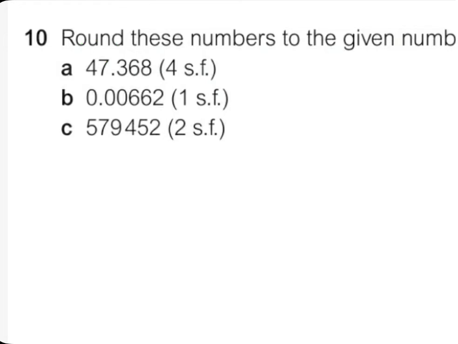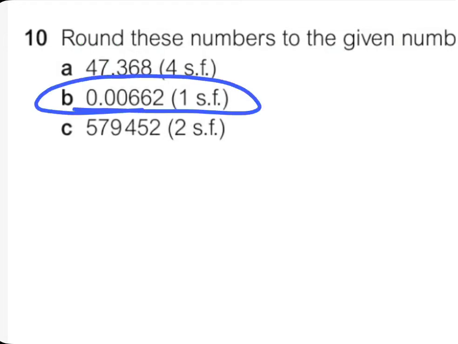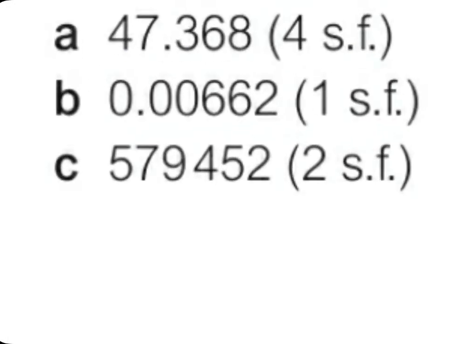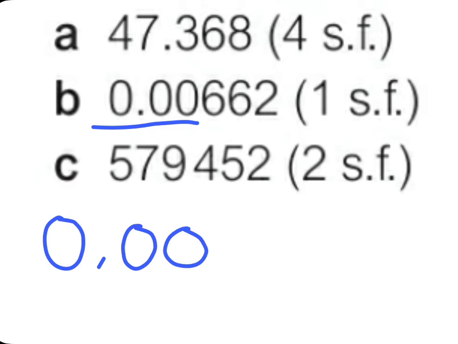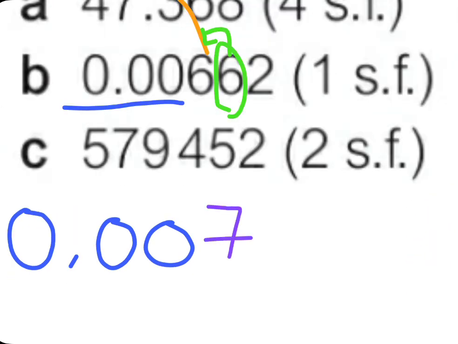In question B, he wants this number rounded to one significant figure. Now, as we said, we don't count the zeros, but we have to write them. So first we write the zeros like this, and then the first significant figure is this one. We look at the one after it, it's more than 5, so we add 1 to the one before it. So it's going to be, very good, 7. And then we put 0 instead of the other numbers. This is how you answer this question.